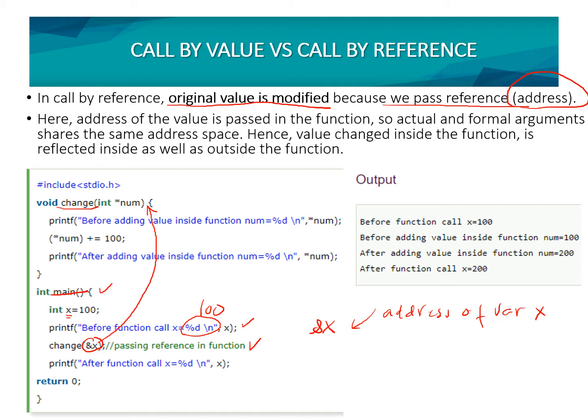In the change module, we use the star symbol, which represents that we are receiving the address of x in this variable. So integer star num: num will hold the address of x, which is passed from this line. Before adding a value inside the function, num holds the address that reflects x, which is 100.